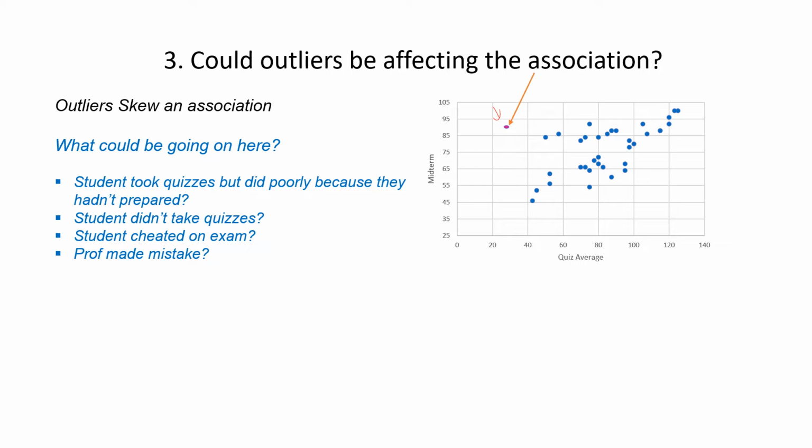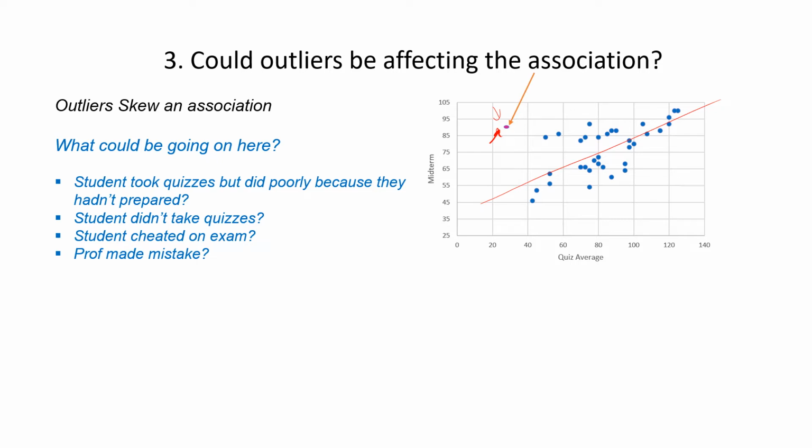We could be looking at quiz average and midterms. And if we ignore that purple dot, we've got a pretty good correlation there. But what happened in this one right here, where this person did really poorly on the quizzes, but did really well on the midterm? It could be that they were bad on quizzes because they weren't prepared, but they really prepared for the exam. It could be that they didn't take some of the quizzes, so they've got some missings. It could be they cheated on the exam. It could be a mistake made.